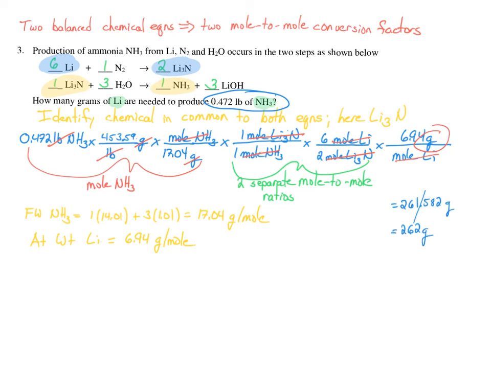All right, and we calculate out our final value, and we look back to the problem for sig figs. Here's 3, 5, 4 exact. Our mole-to-mole ratios are not going to impact the sig figs because they're exact numbers. We're limited to 3 sig figs, so 262 is our final answer.